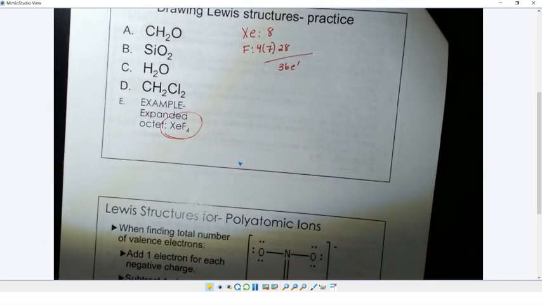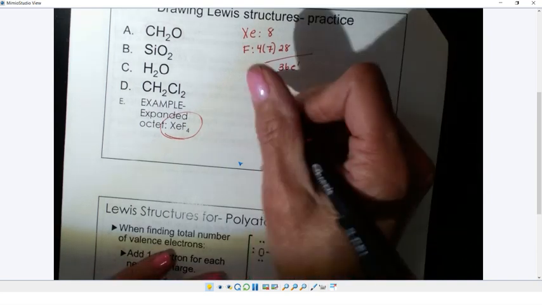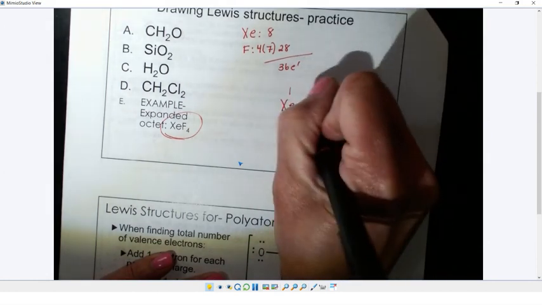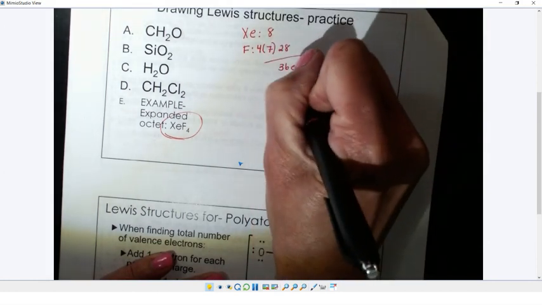So which atom is going to be our central atom? Very good, xenon. So we're going to start with xenon in the center, and we're going to attach all of our fluorine atoms.